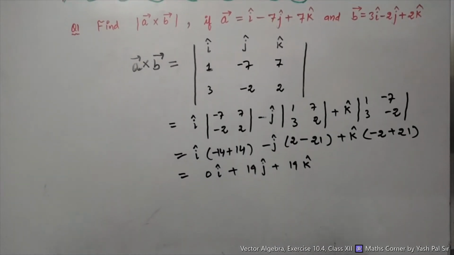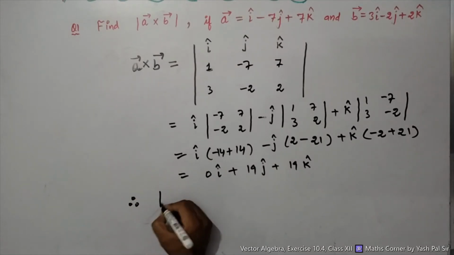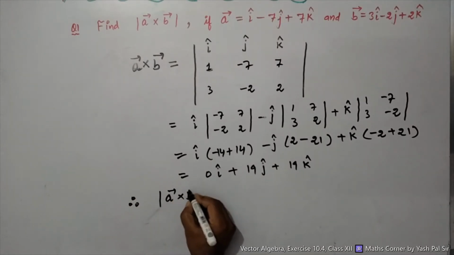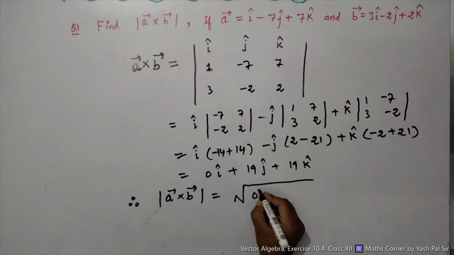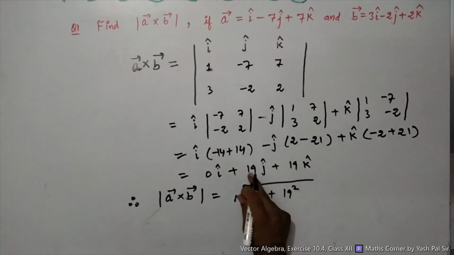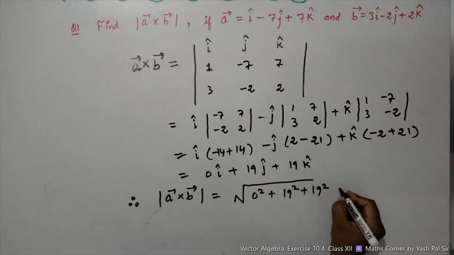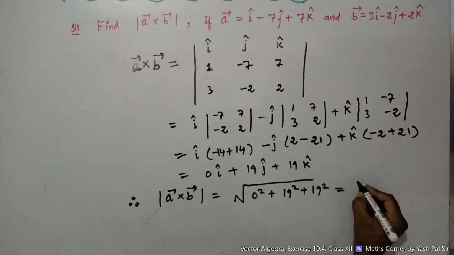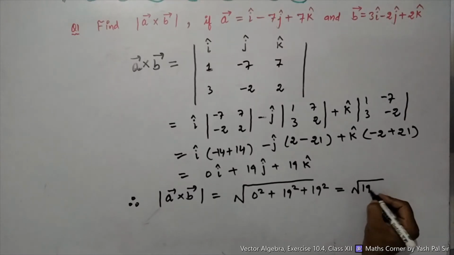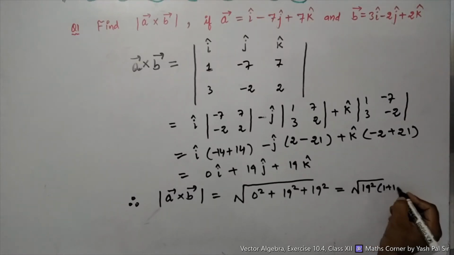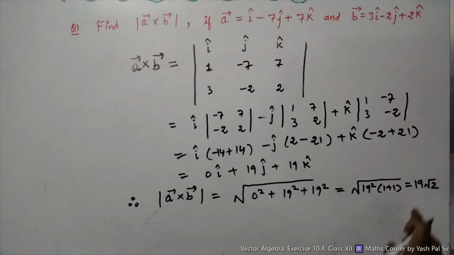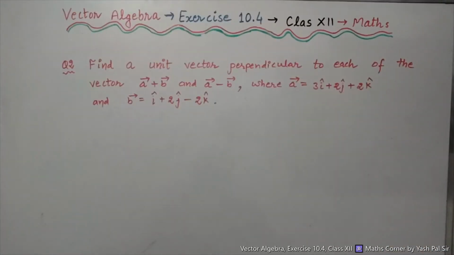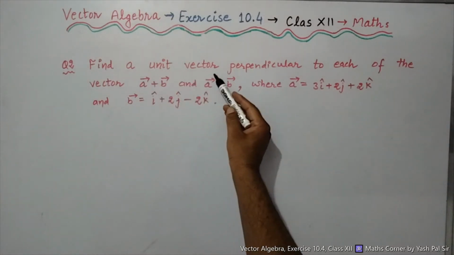Now we have to find the magnitude of A cross B. Therefore, magnitude of A cross B is equal to square root of 0 square plus 19 square plus 19 square. This becomes 19 square into 1 plus 1. So this becomes 19 square root of 2. So this is the required result. Now we have the second question.